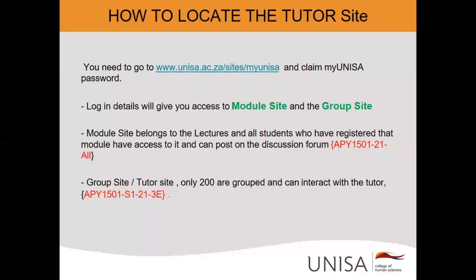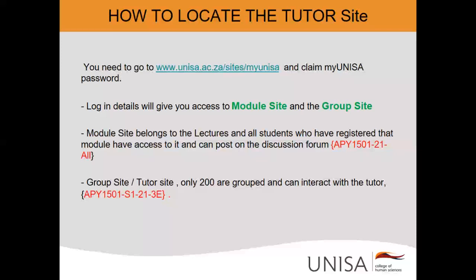Login details will give you access to two sites. Number one is the module site and the other is the group site. The module site belongs to the lecturers and all students who have registered for that particular module. They all have access to that module and can post on the discussion forum. How do you identify that this is a module site? A module site is identified by a short code. When you log in on MyUnisa, on the top bar, when you go to modules, you should be able to see the codes of all the modules that you have registered for.